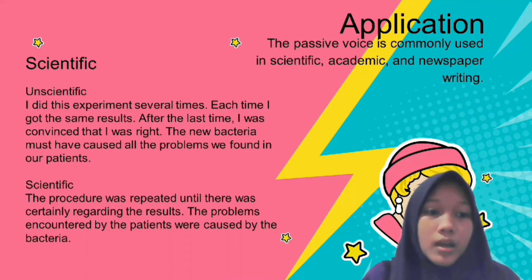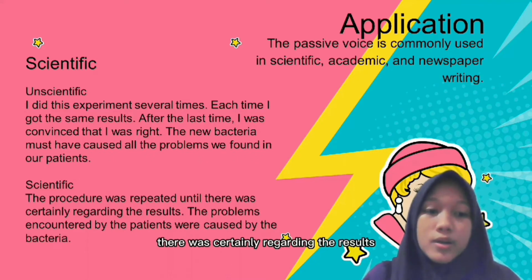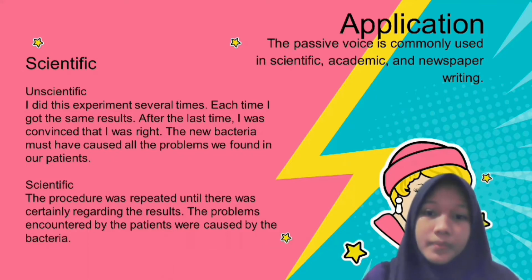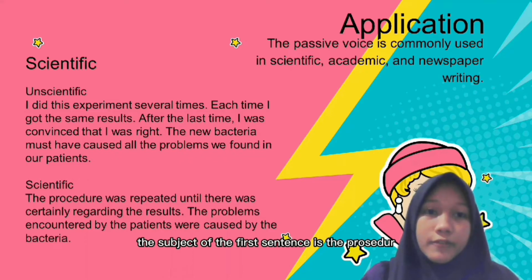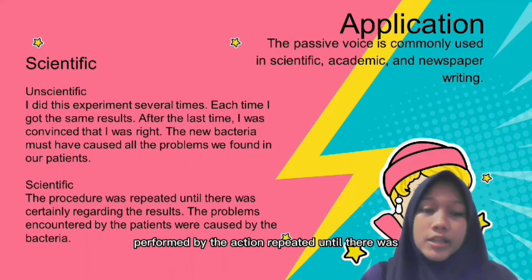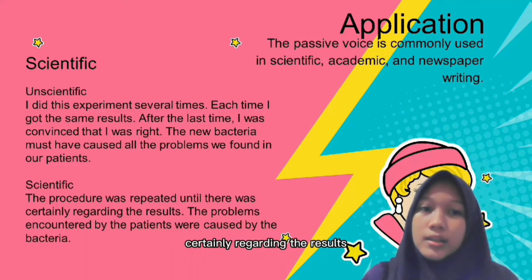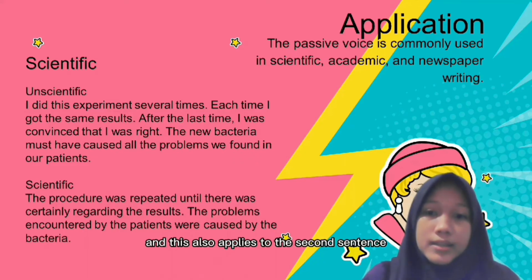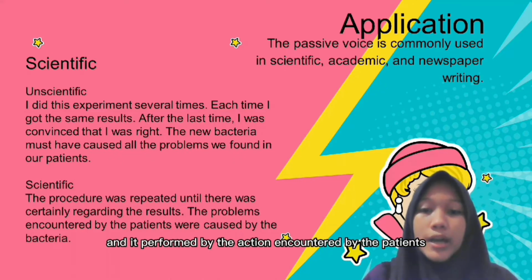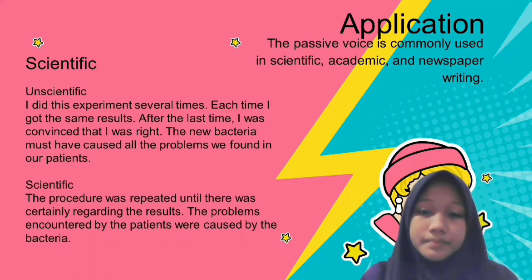For example, the procedure was repeated until there was certainty regarding the result. The problems encountered by the patient were caused by the bacteria. The subject of the first sentence is the procedure, and the procedure is acted upon by the action repeated until there was certainty regarding the result. And this also applies to the second sentence, where the problem is the subject and is acted upon by the action: encountered by the patient, were caused by the bacteria.